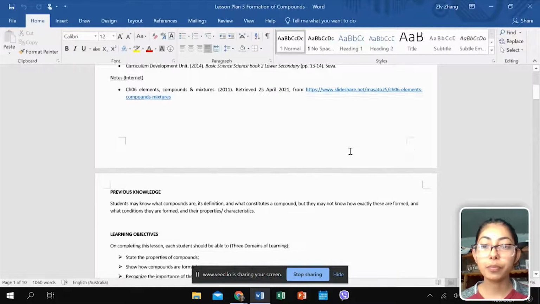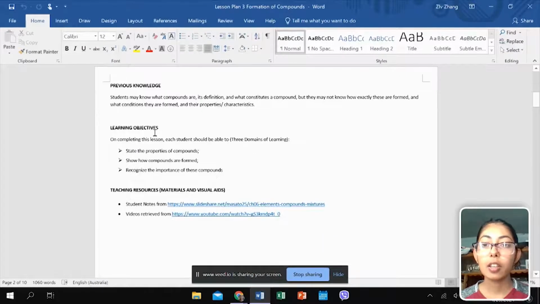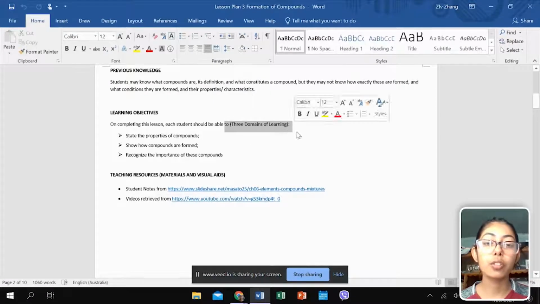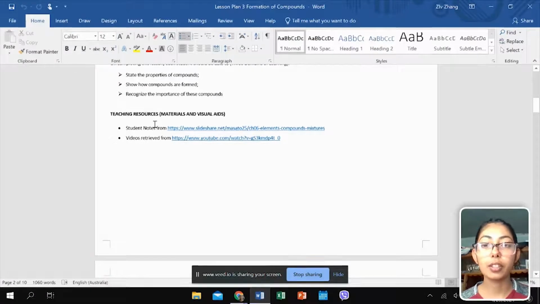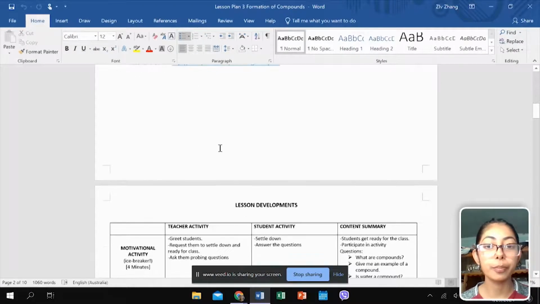my notes from. In the previous knowledge, the students may know what compounds are, its definitions, as they have already touched on some of the things in Year 9. My learning objectives for the students are: state the properties of compounds, show how compounds are formed, and recognize the importance of these compounds. The learning objectives, these verbs are formulated from the 3 domains of learning. The teaching resources are the student notes and the videos retrieved from this link on YouTube.